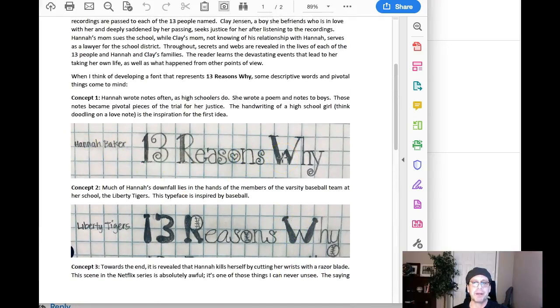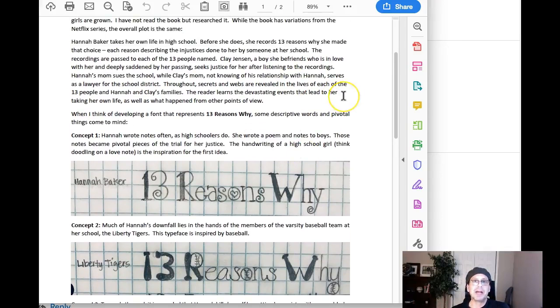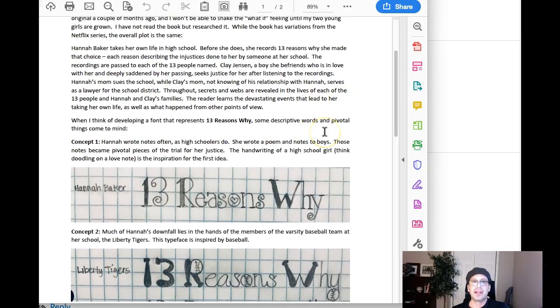I think that the kind of mimicking the demeanor of a handwritten note from one high schooler to another, I think that's really, really strong. And I think that since this has to do with those notes, I think it's a really super logical correlation to make between said note and how that represents the whole story typographically. So I think this is your best solution.